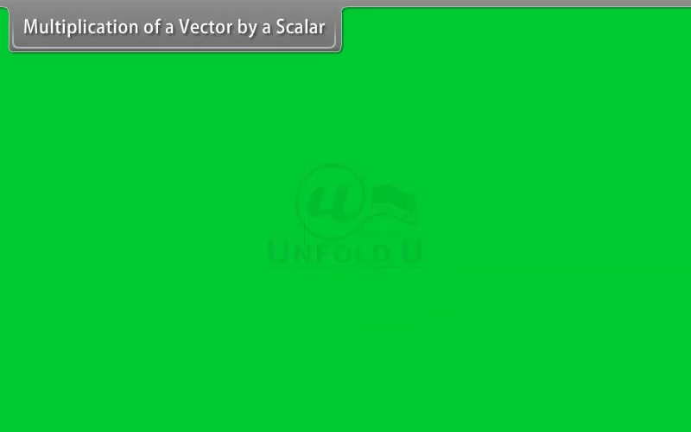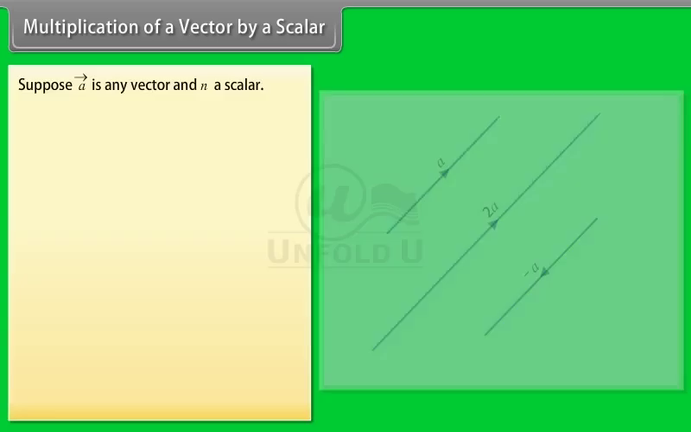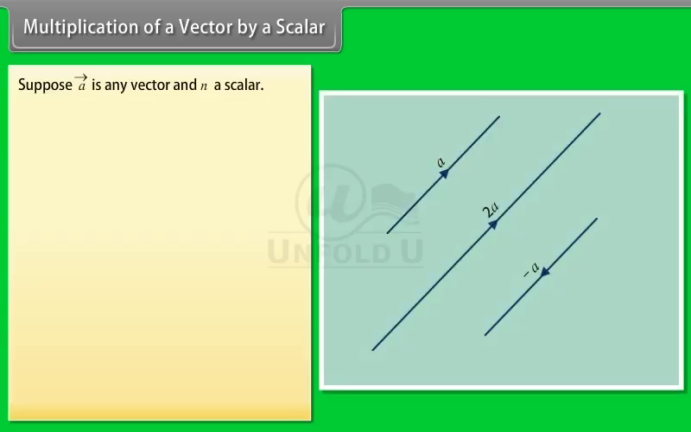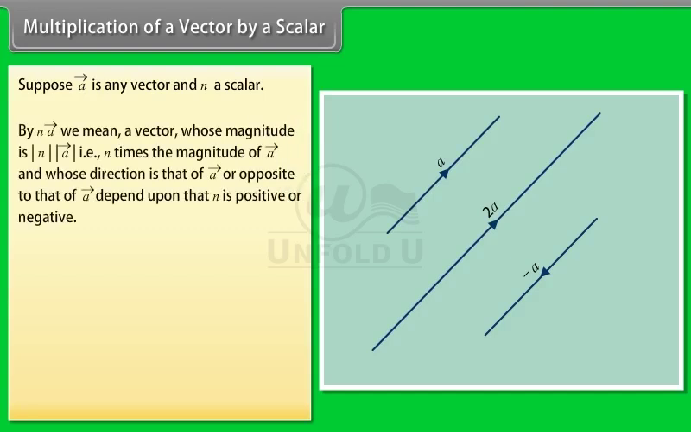Multiplication of a vector by a scalar. Suppose vector A is any vector and n a scalar. By vector nA we mean a vector whose magnitude is mod n times mod of vector A, that is, mod n times the magnitude of vector A, and whose direction is that of vector A or opposite to that of vector A, depending upon whether n is positive or negative. If n is equal to 0, then 0 times vector A is equal to 0.